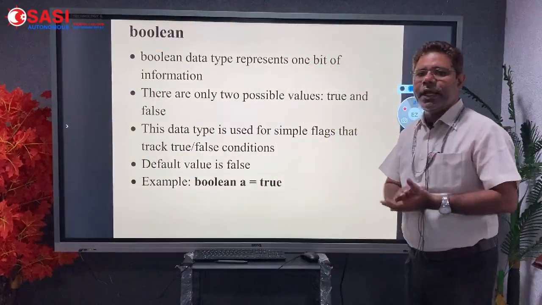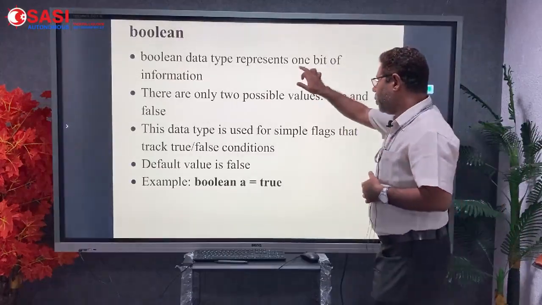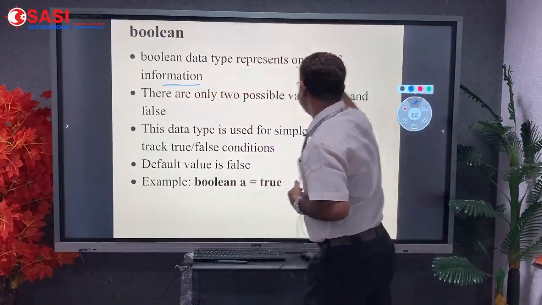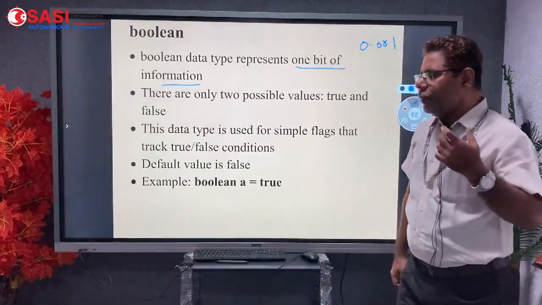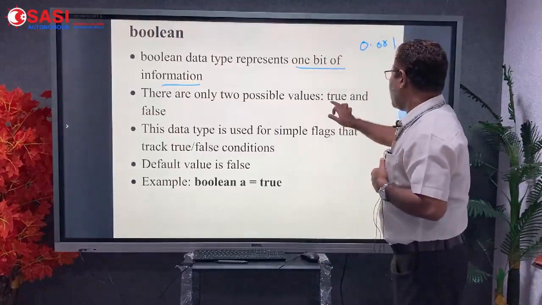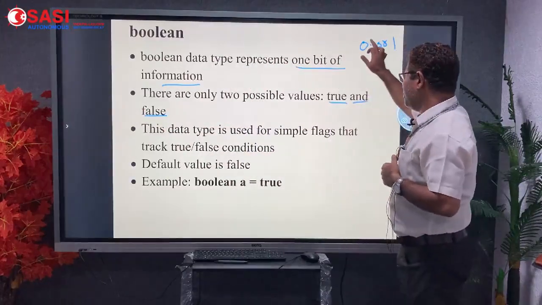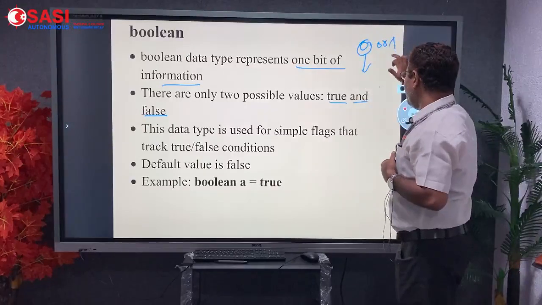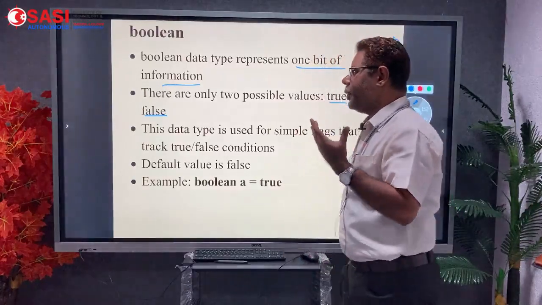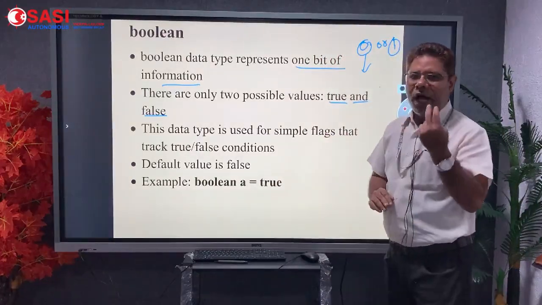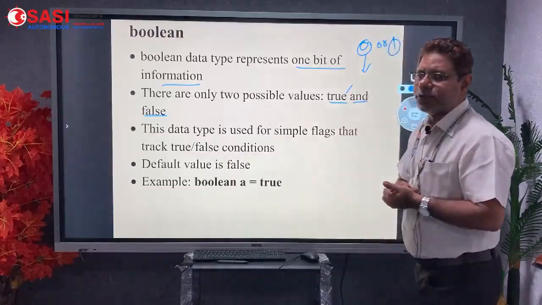Next one is the Boolean data type. The Boolean data type is used to store one bit of information, that is either 0 or 1. That means we can also call them true and false. Generally 0 means false value and 1 means true value. So the Boolean data type is used to store two values: one is the true value and the second one is the false value.